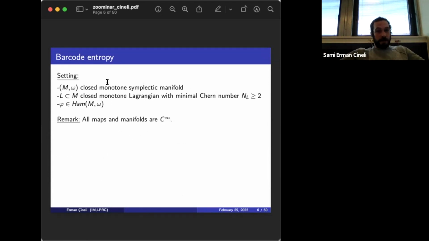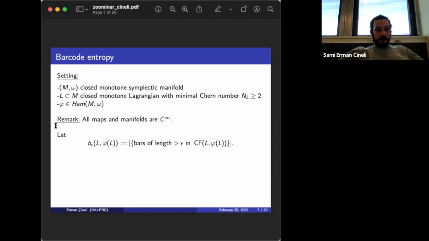Okay. Now the Floer-theoretic entropy, barcode entropy. Here first the setting, which holds throughout the talk. M, omega will be a closed monotone symplectic manifold. L will be a closed monotone Lagrangian with minimal Chern number at least 2, and phi is going to be a Hamiltonian diffeomorphism. All maps and manifolds are C infinity. This is because we are using Yomdin's theorem, and that requires C infinity.